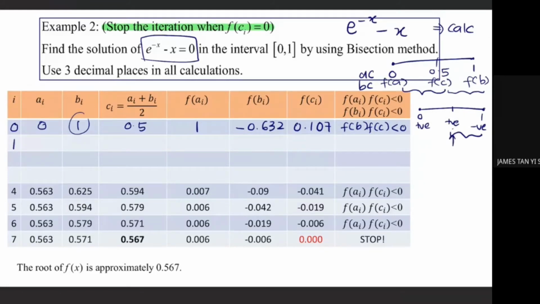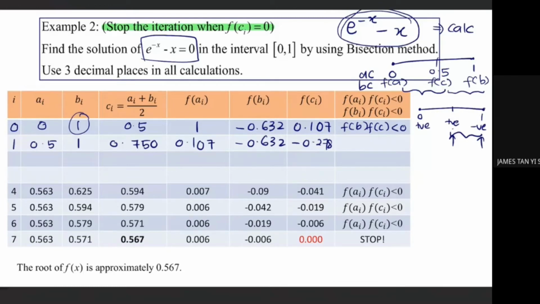Next, iteration 1. Our A now will be 0.5 and B is 1. And then find the middle point. We'll get 0.750. And then repeat the step. Use the expression that you input earlier, and then choose CALC. FA at 0.5 is 0.107, FB at 1 is negative 0.632, and FC at 0.75 is negative 0.278. Then choose the interval that contains the solution.